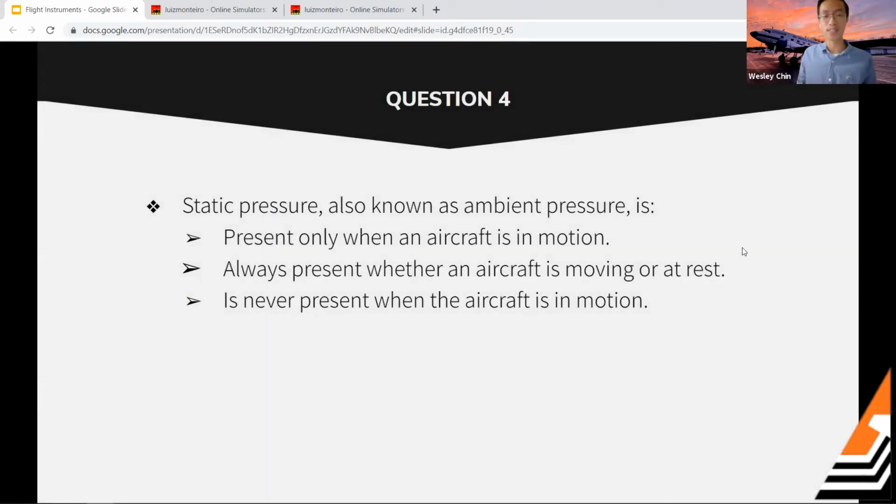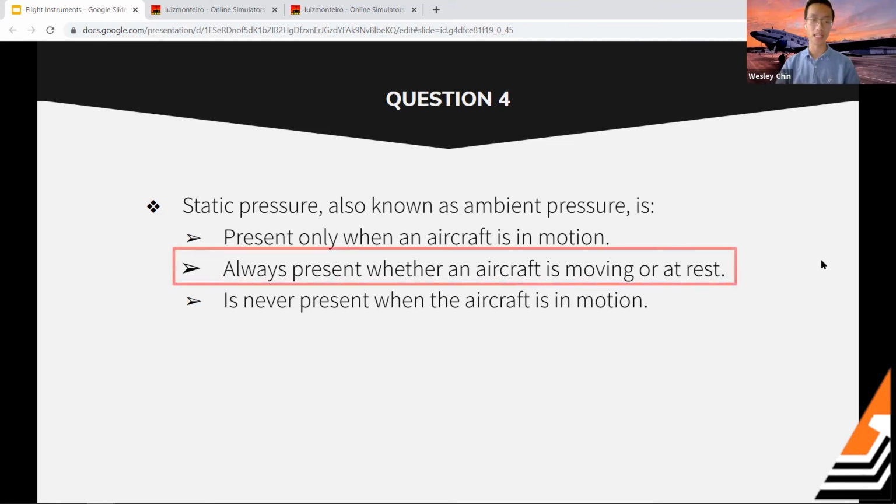All right, so question 4, static pressure, also known as ambient pressure, is present only when an aircraft is in motion, always present whether an aircraft is moving or at rest, or is never present when the aircraft is in motion. What is this? Always present. All right, good. That one's pretty self-explanatory there. So yeah, static pressure is always present, no matter if we're moving or at rest.